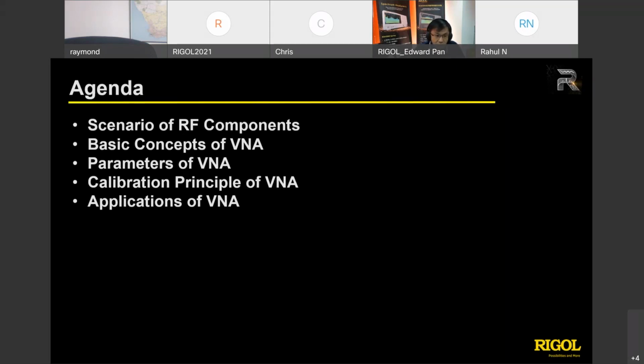For the fourth part, I will introduce the calibration principle of the network analyzer. Because if you want to get a more accurate result from the network analysis, you need to do the calibration. So the calibration procedure becomes a very important part of the measurement. For the fifth part, I will introduce some applications of the RF component and network analysis applications.